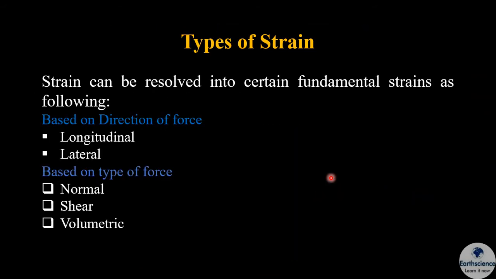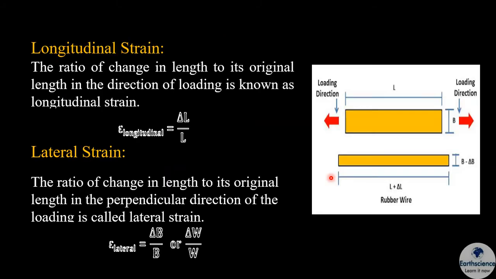When it comes to the types of strain, we can categorize them into three basically: normal, shear, and volumetric. But on the basis of direction of the force, there are also two types of strain. They are longitudinal and lateral strain. If the loading or the force that we are applying is in the same direction, and the change in length takes place, then it is nothing but longitudinal strain.